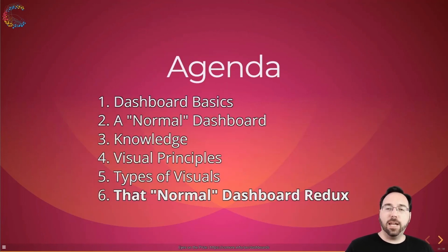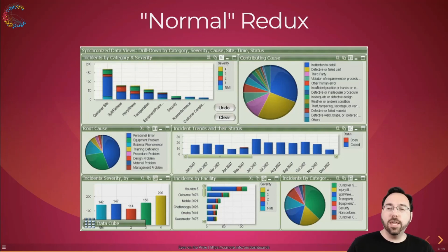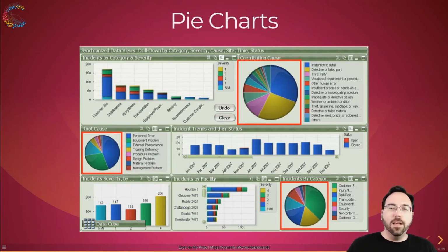So in the last couple of minutes, I want to take another look at that normal dashboard. See what we can find out. So here's that normal dashboard again. Now, looking at this, the first problem that I have is, of course, pie charts. I don't like them at all. I don't think they're helpful in this case, especially because these pies have so many different slices that it's hard to tell what they actually represent.